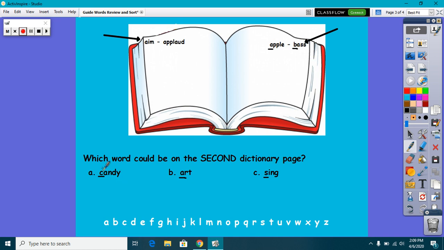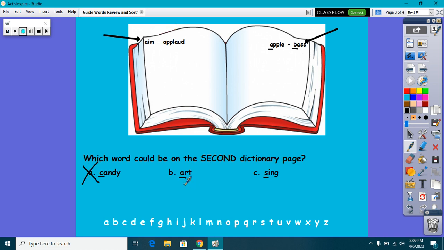Well, let's look at the ABC order. So candy starts with C. So I know that C is near A and B, but let's look at the alphabet. So we have A and then B, and then C comes after B. So it could not be on this page because there's no C words on this page.